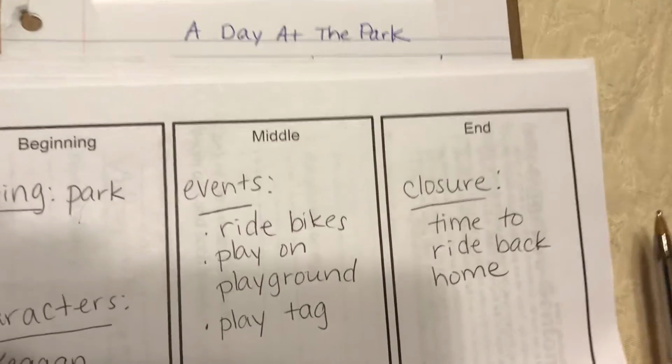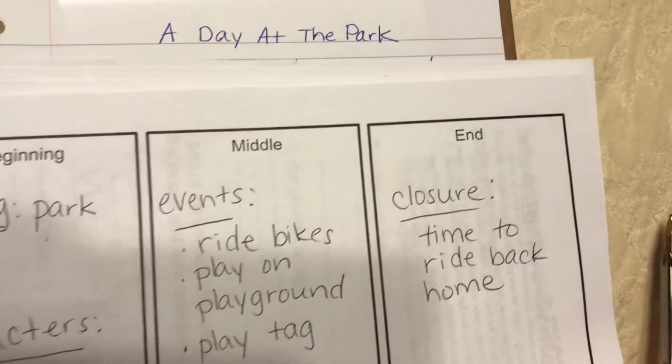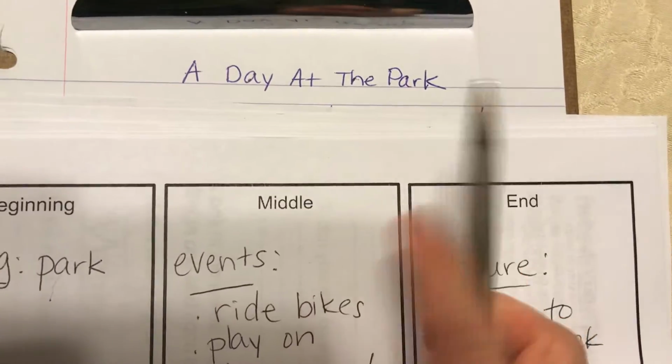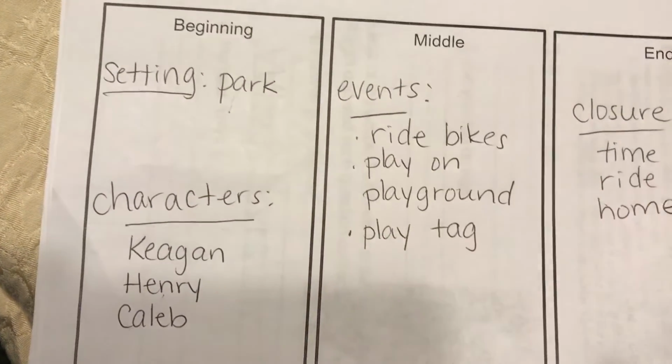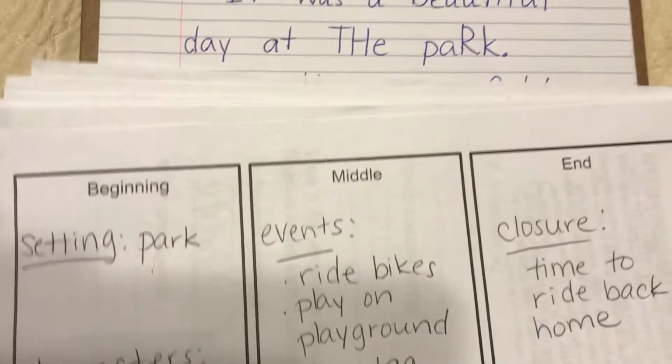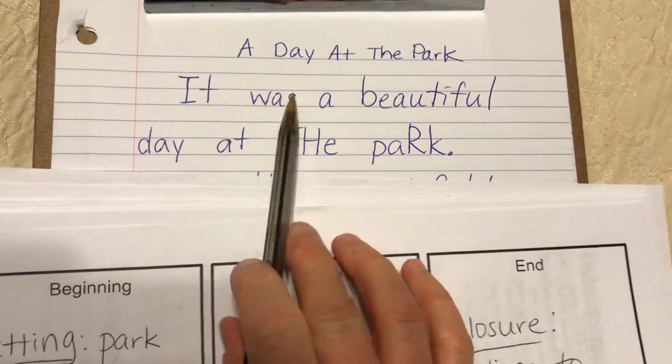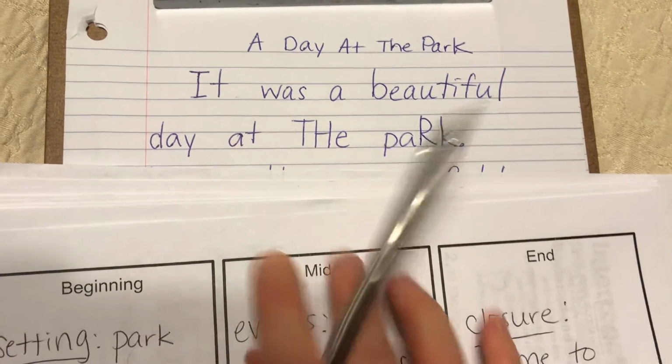I'm going to start writing it on my piece of lined paper. I give it a title first, A Day at the Park. And then I'm going to look at the beginning here. So characters and setting. I want to start my writing with introducing the characters and telling where the setting is. It was a beautiful day at the park.